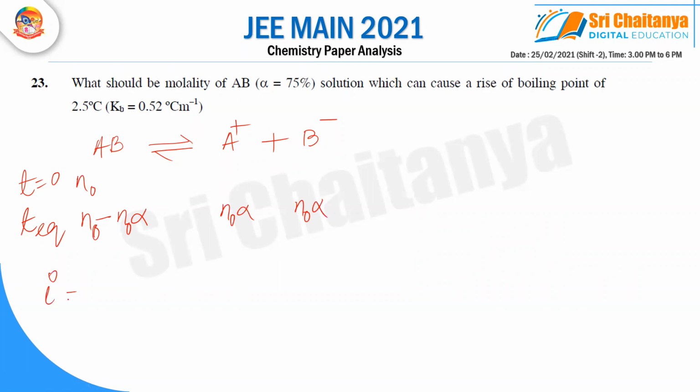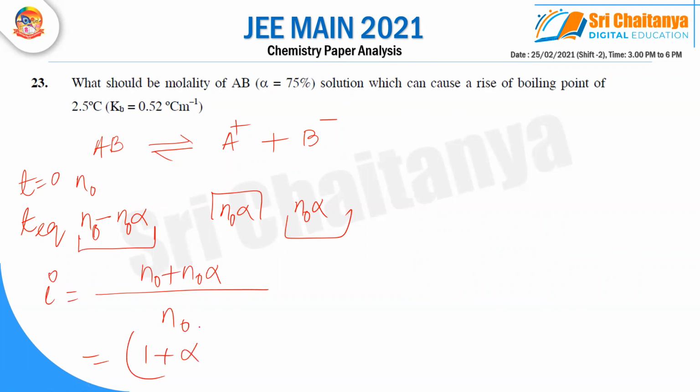So how to calculate Van 't Hoff factor? What is the total number of moles at equilibrium? You add them. So you're going to get n naught plus n naught alpha divided by n naught, which is equal to 1 plus alpha. Now alpha is given as 75%. So alpha is equal to 0.75. So we can get the value of i.